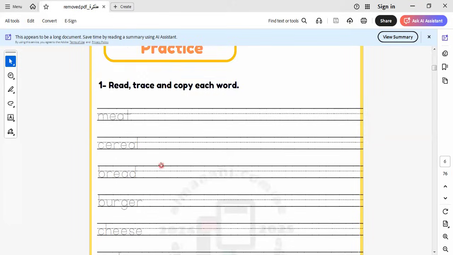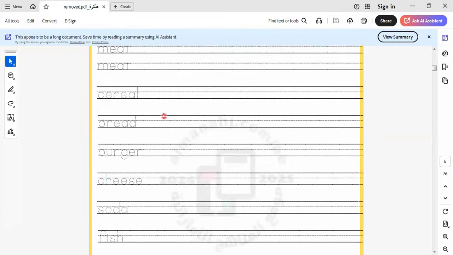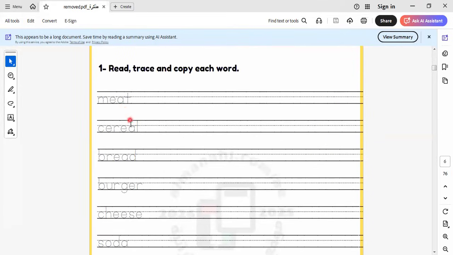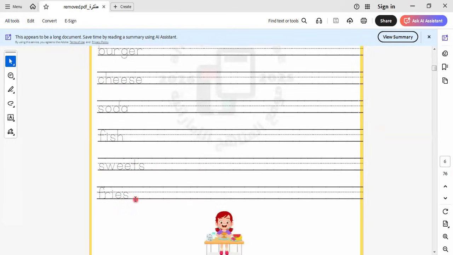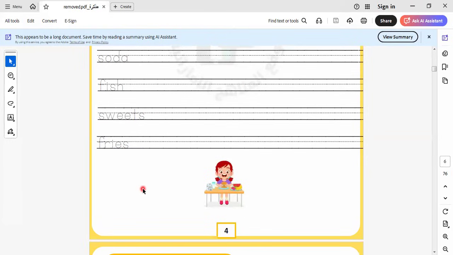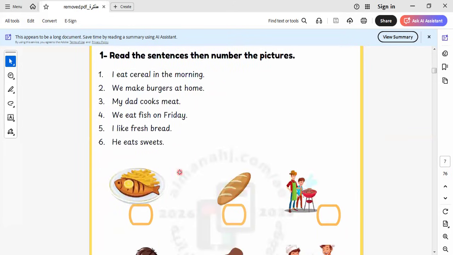Let's go to answer the question below. We have the trace. In this part, we trace the words that we learned: meat, cereal, bread, burger, cheese, soda, fish, sweets, and fries. I will leave the link of the booklet below the video to download it and trace these words. Let's go to another one here.